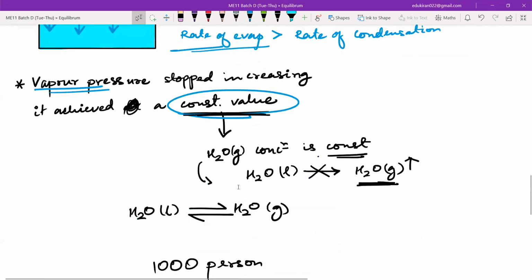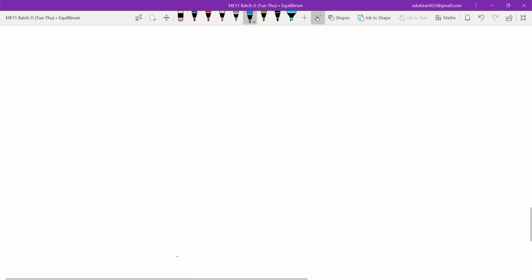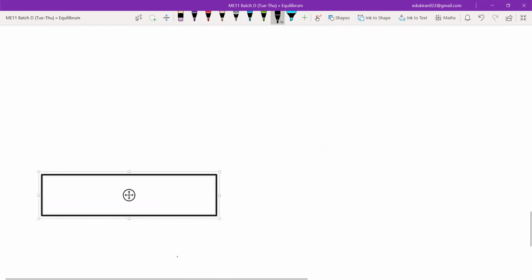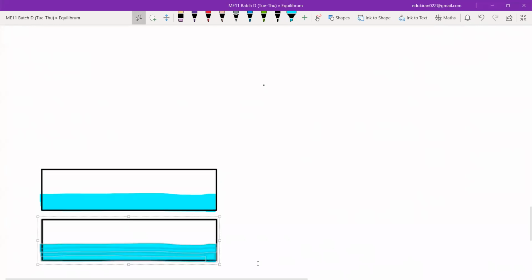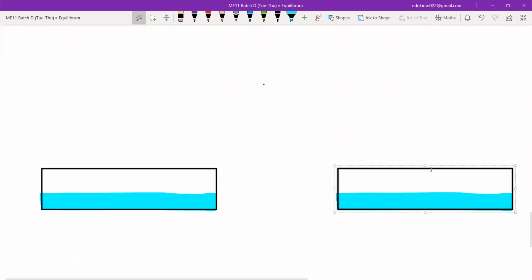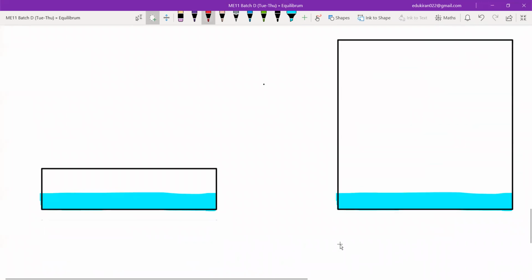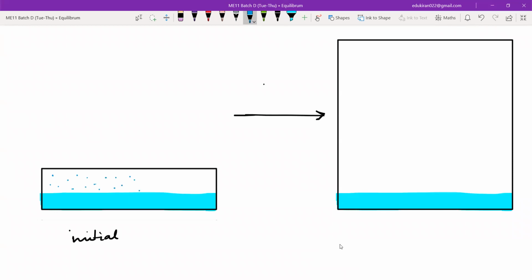Okay. Now let us talk about the same thing, liquid vapor. Now see, we have just observed one thing. Now we are going to change a few things, and this is more interesting. Now, this is our initial condition, and then we are changing something. So initially we will have water, and there will be water vapor.